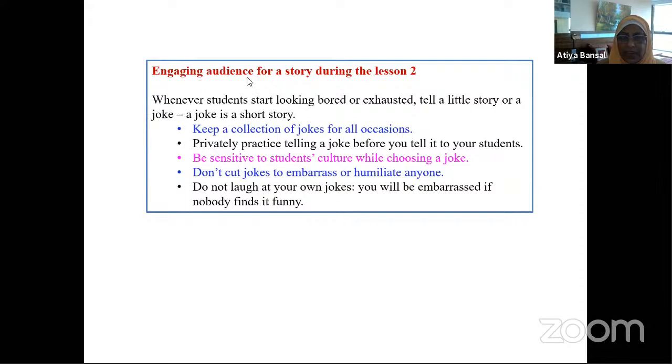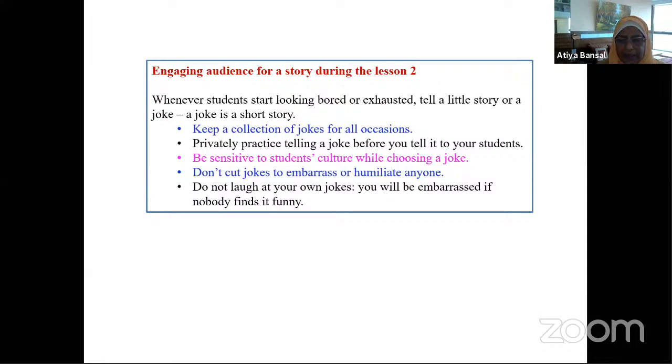Another idea for engaging audience for a story during the lesson is, whenever the students start looking bored or exhausted, tell a little story or a joke. A joke is, after all, a short story. So keep a collection of jokes for all occasions. Privately practice telling a joke before you tell it to your students. Be sensitive to students' culture while choosing a joke.